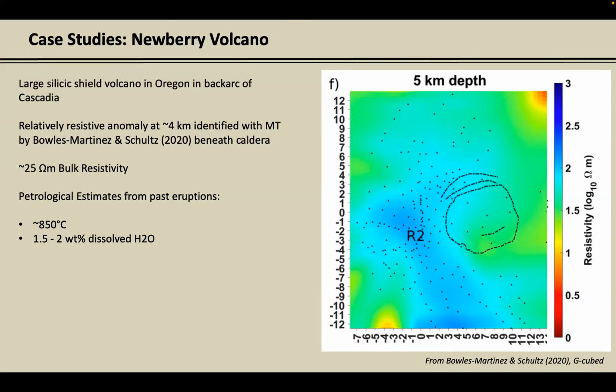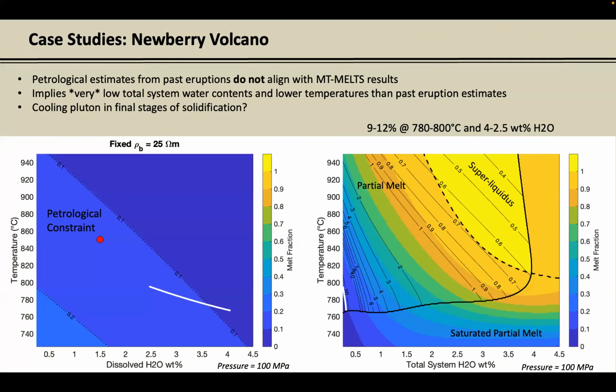And so in this case, because you're changing both the depth of the feature, it's now at 4 kilometers, and the bulk resistivity of the feature is now 25 ohm meters, your plots all change. So now you've got a fixed 25 ohm meters plotting that parameter space. And this parameter space changes too because you're changing the pressure to 100 MPa instead of 250 MPa. And the main takeaway from this plot is that the 25 ohm meter contour just barely even touches this whole parameter space.